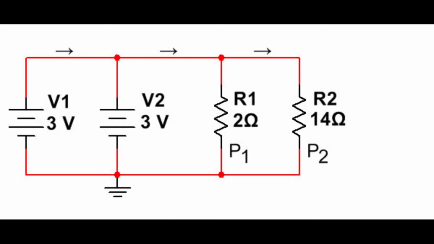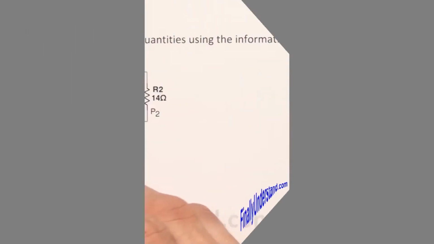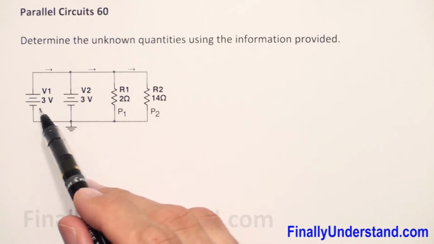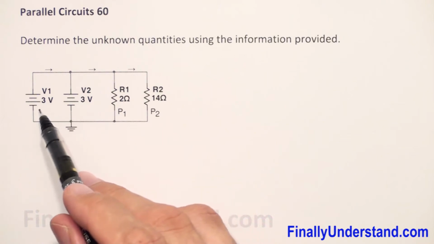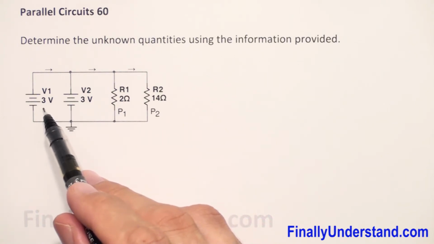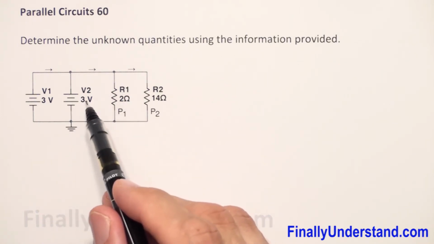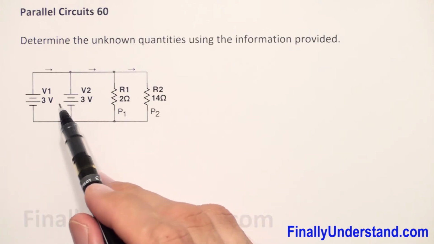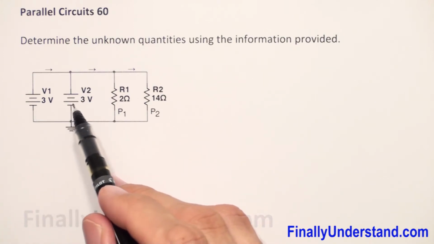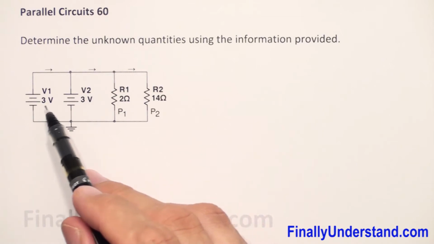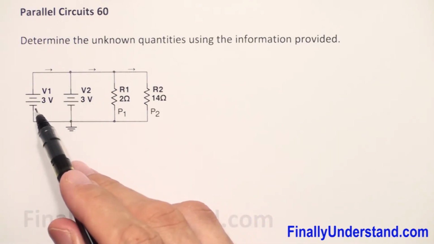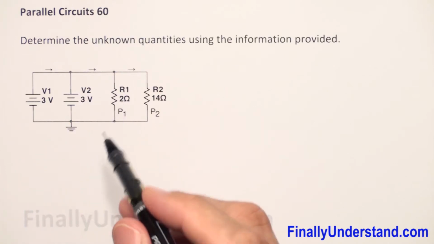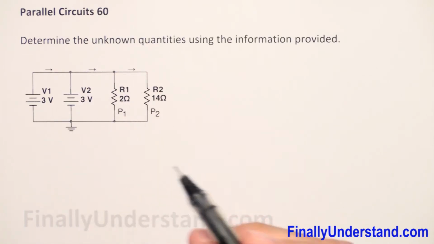Let's take a look at this example. Again, we have two voltage sources connected in parallel. You can do this only when voltage sources have the same voltage. Okay, so 3 volts in parallel with 3 volts is okay. Never connect the higher voltage with the lower voltage, because you are going to discharge the voltage source with the higher potential. Okay, so this connection is okay.